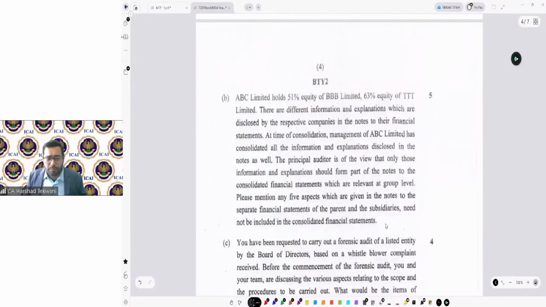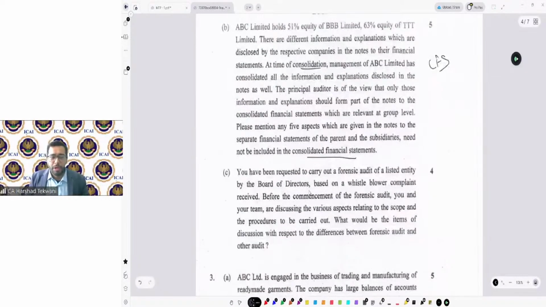Then I'll read the next question. Okay, this is something with respect to consolidation. Or, if you see here, please mention any 5 aspects which are given in the notes to separate financial statements, or where the parent and subsidiary need not be included in the consolidated financial statement. So again, related to CFS. Then you have been requested to carry out a forensic audit, so you need to provide the difference between forensic and other audit. So it was forensic and other audit difference.